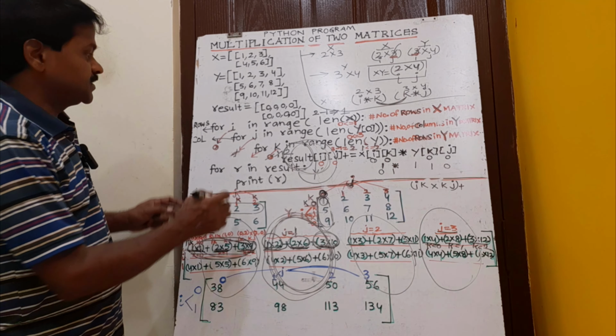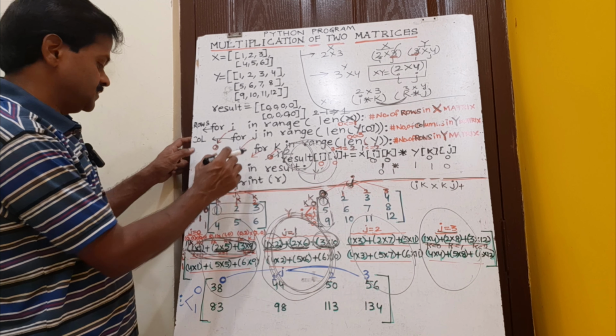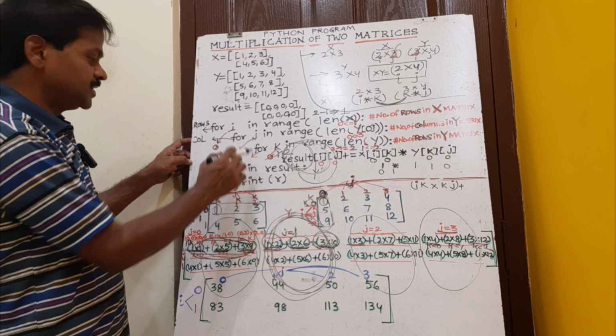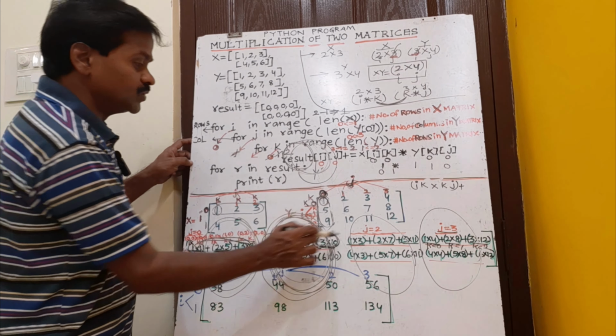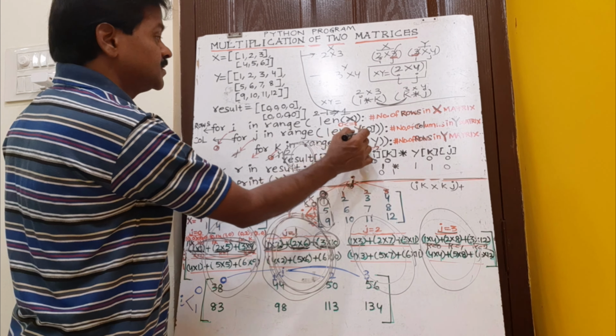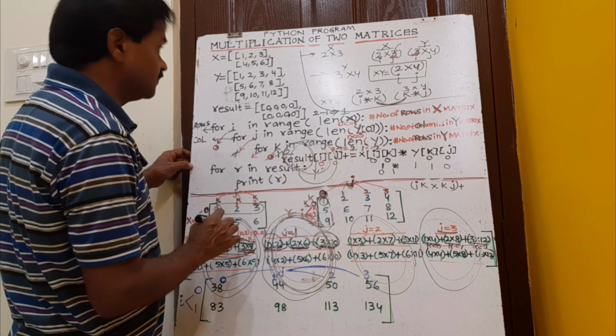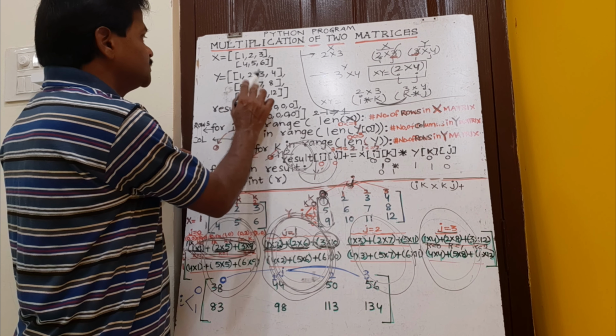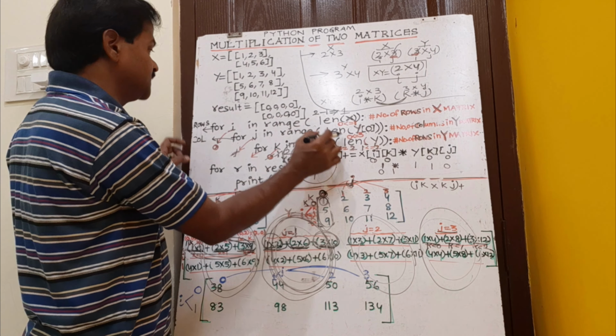So, next iteration, whenever the condition is false, you see here the J loop, how many times will it be iterated? The J loop will be iterated 4 times. What is this? This is the columns of the Y matrix. How many columns? 1, 2, 3, 4 columns. That means 4 minus 1, 3.